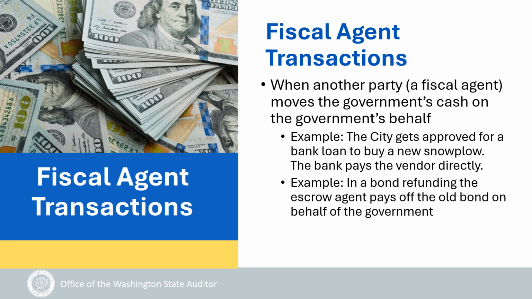Additionally, a government may be using an escrow agent to assist in refunding a bond. In this case, that escrow agent will receive the bond proceeds and then pay off that old bond on behalf of the government. With those two quick examples, let's look a little closer at these transactions.